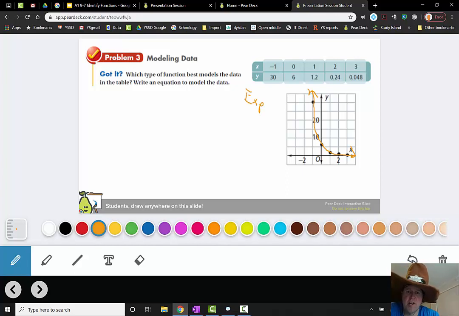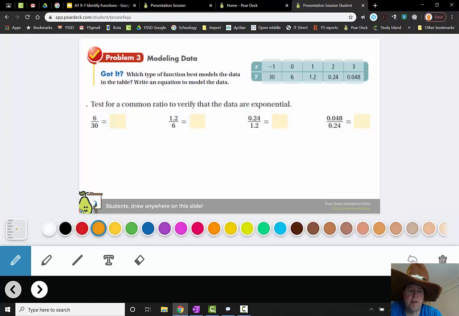Alright, but I want to check algebraically. So I'm going to check all these numbers, and I have that on the next slide. That way we don't have to retype everything. So here's what we have. 6 over 30 is 1/5, which is 0.2.